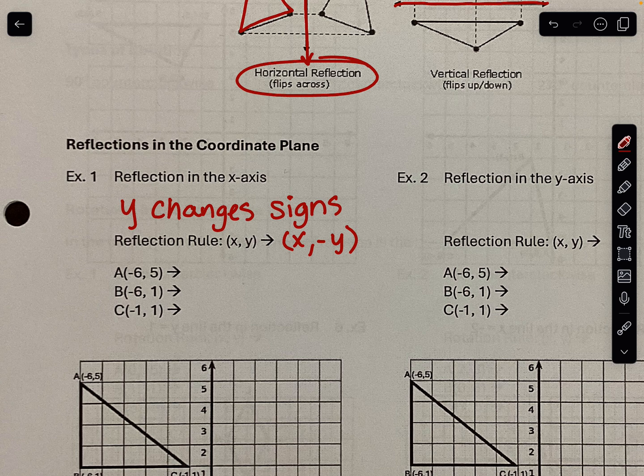Okay, so knowing that my y value is going to change signs, who can tell me what my ordered pair for A prime would be? -6, -5. X stays the same, y changes to its opposite. Okay, somebody else tell me B prime. -6, -1. And what about C prime? -1, -1.